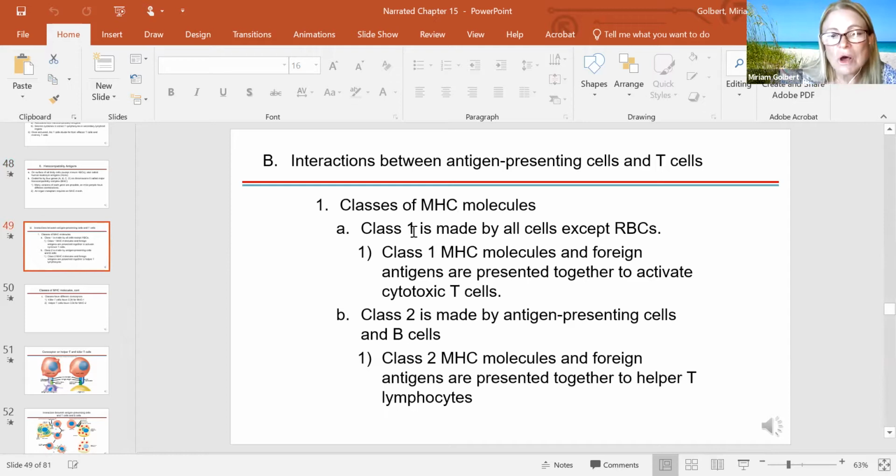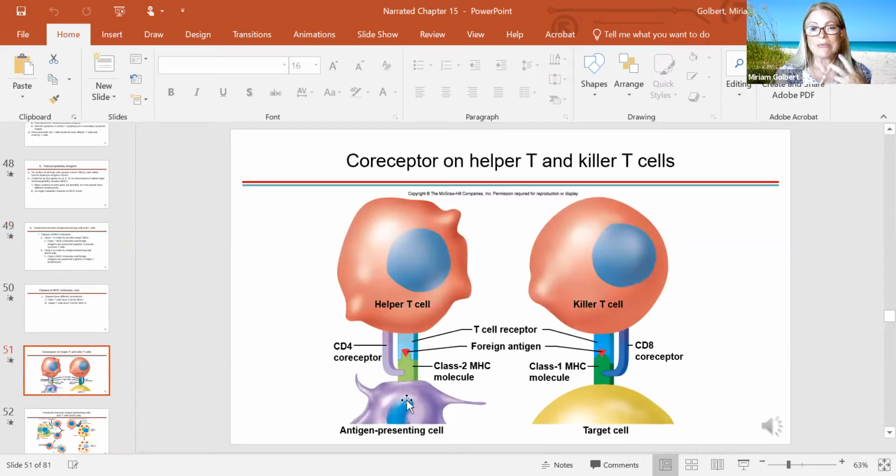So as I mentioned, all cells have the MHC class 1, except for mature red blood cells. The class 1 are the ones that are required to present the antigen to the cytotoxic T cells. Then we have class 2 MHCs, and those are the ones that are presented by the antigen presenting cells, like that dendritic cell, or also a big macrophage.